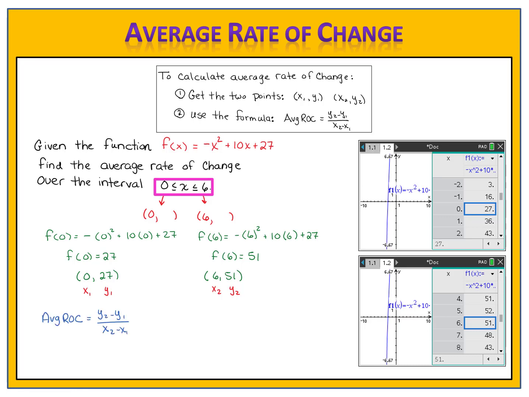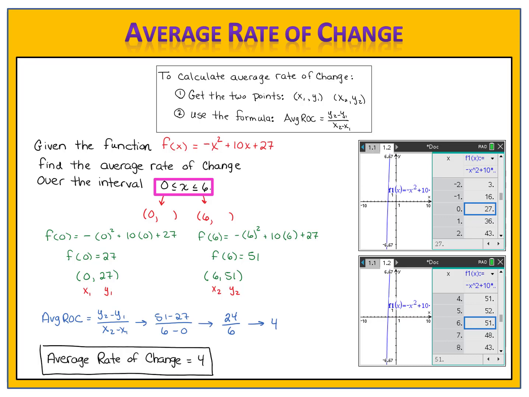We write the formula, substitute the values in, and then we evaluate. Don't forget to simplify your fraction at the end. The average rate of change is 4.